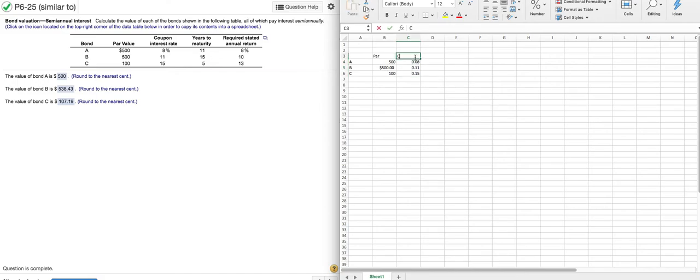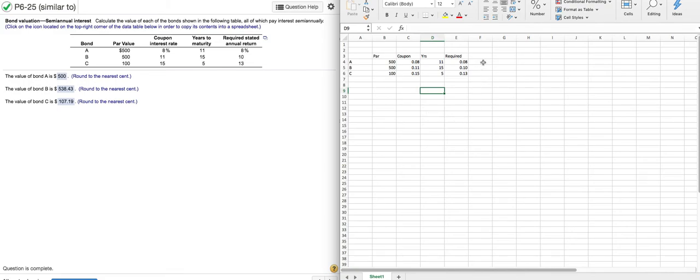Down here, this is our coupon. And years to maturity, we have 11, 15, and 5. And our required rate, 0.08, 0.10, and 0.13. Okay. So notice we can adjust decimal places with some of these quick keys. If we want to change things from numbers to dollars or whatever form, we can do that as well up here. So change it to numbers. I can back the decimals down to a whole number. So a lot of quick ways to adjust the formats of this.